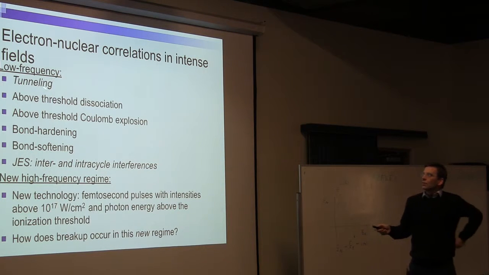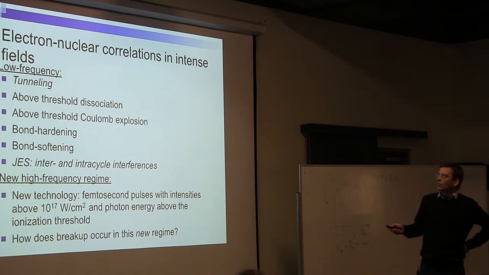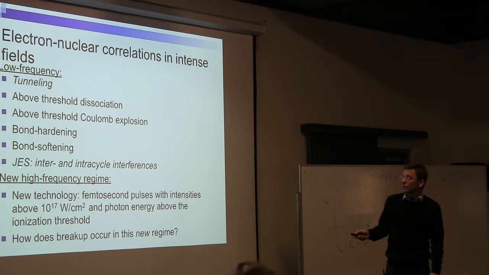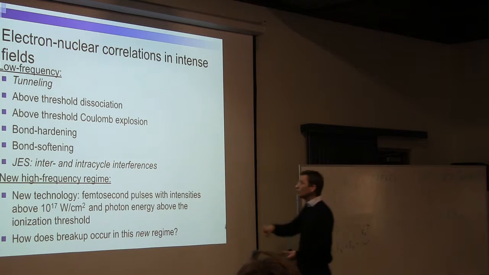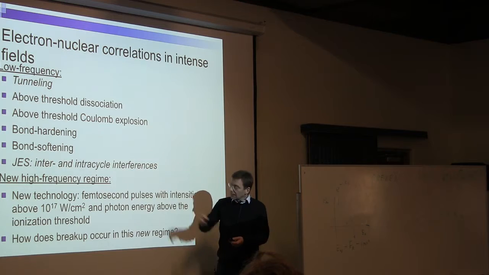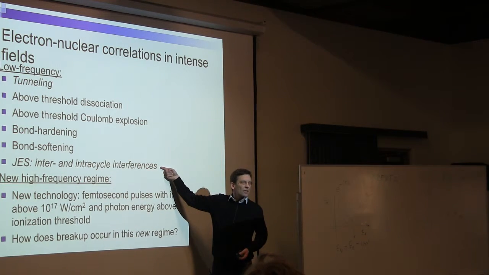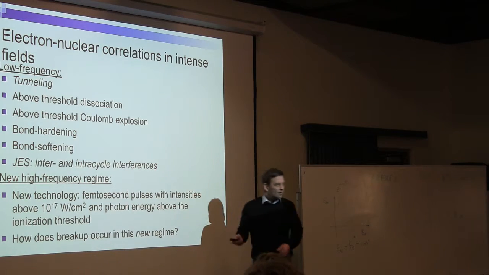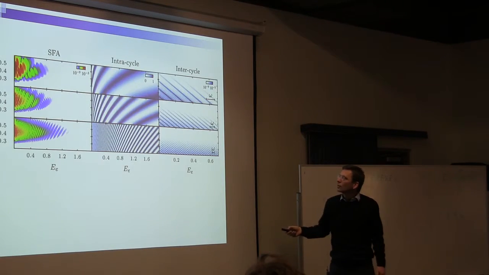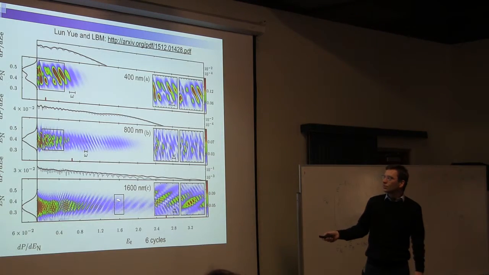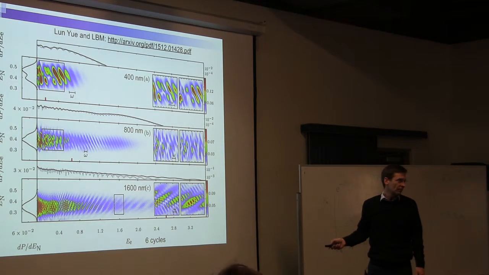So maybe some conclusions at this point. At low frequency, we have talked in my lecture here about tunneling, and we have talked about the joint energy spectra and intracycle interference. I should mention that this was predicted in atoms, but it's not really been very clearly observed. But it's clear that if I could convince someone to do such an experiment in a molecule, there should be extremely clear signatures of this effect.